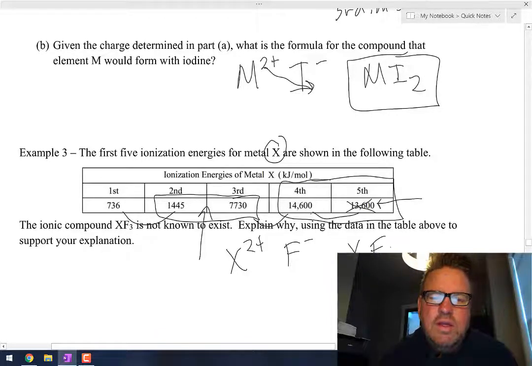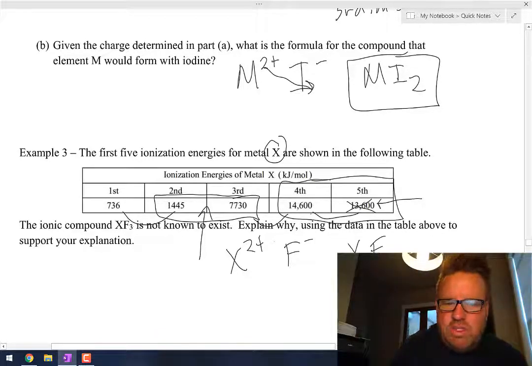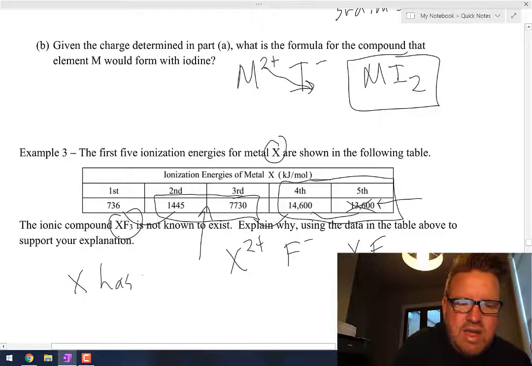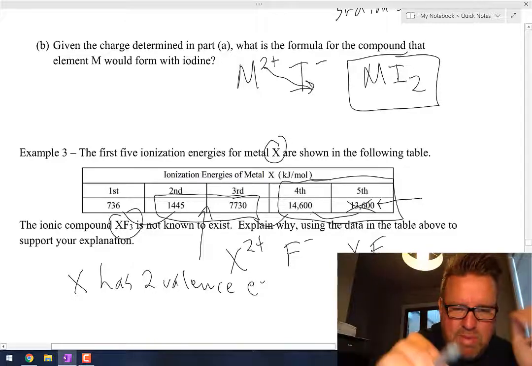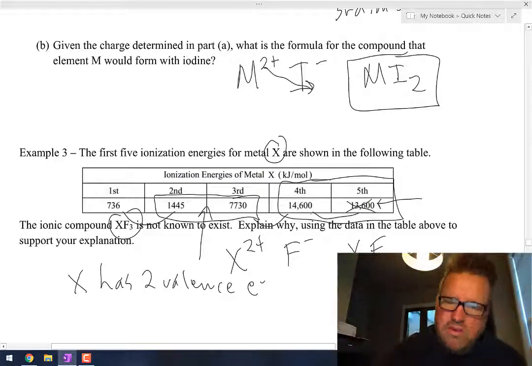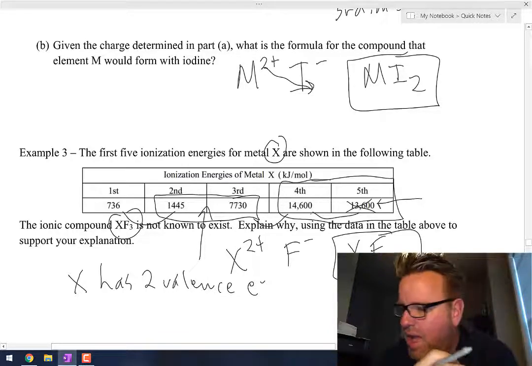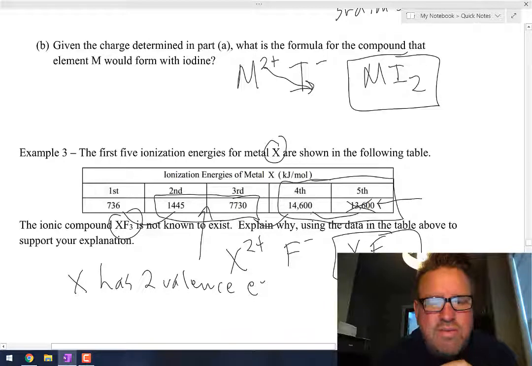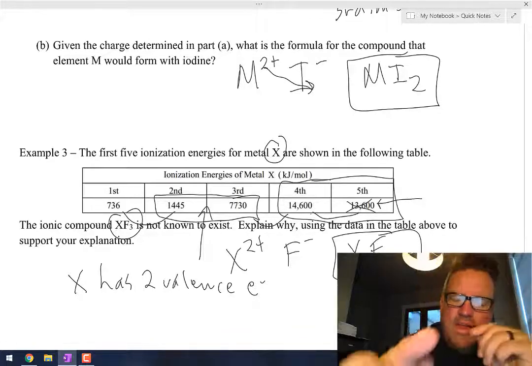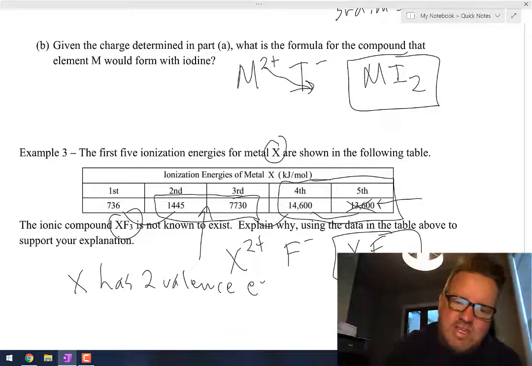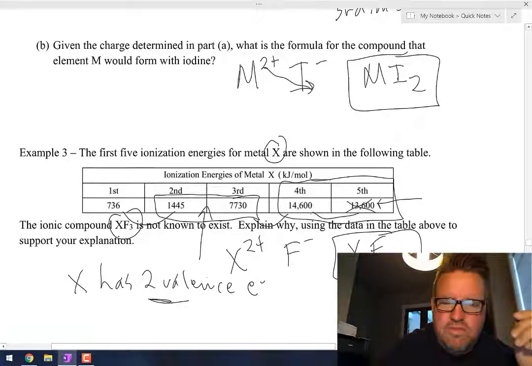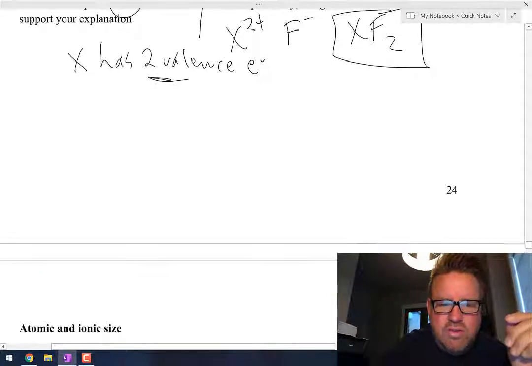So explain why XF3 does not exist. Because X has 2 valence electrons based on that data. And so the formula it would make would be XF2, not XF3. And you could talk about the big jump happening between the second and the third. That's how you know it has 2 valence electrons, etc.